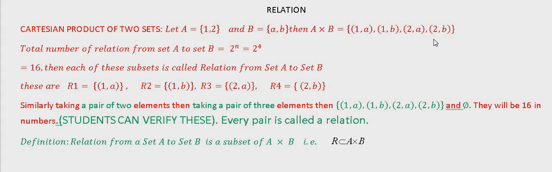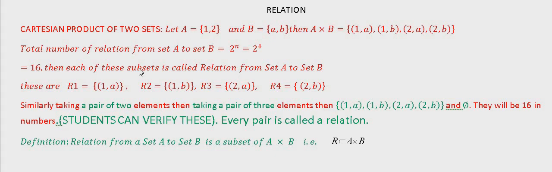If I ask how many subsets this set A cross B will have, the formula is: total number of subsets is equal to 2 raised to the power n. So there will be 16 subsets. Every subset is called a relation. So the total number of relations from the set A to the set B will be 2 raised to the power 4, that is 16.